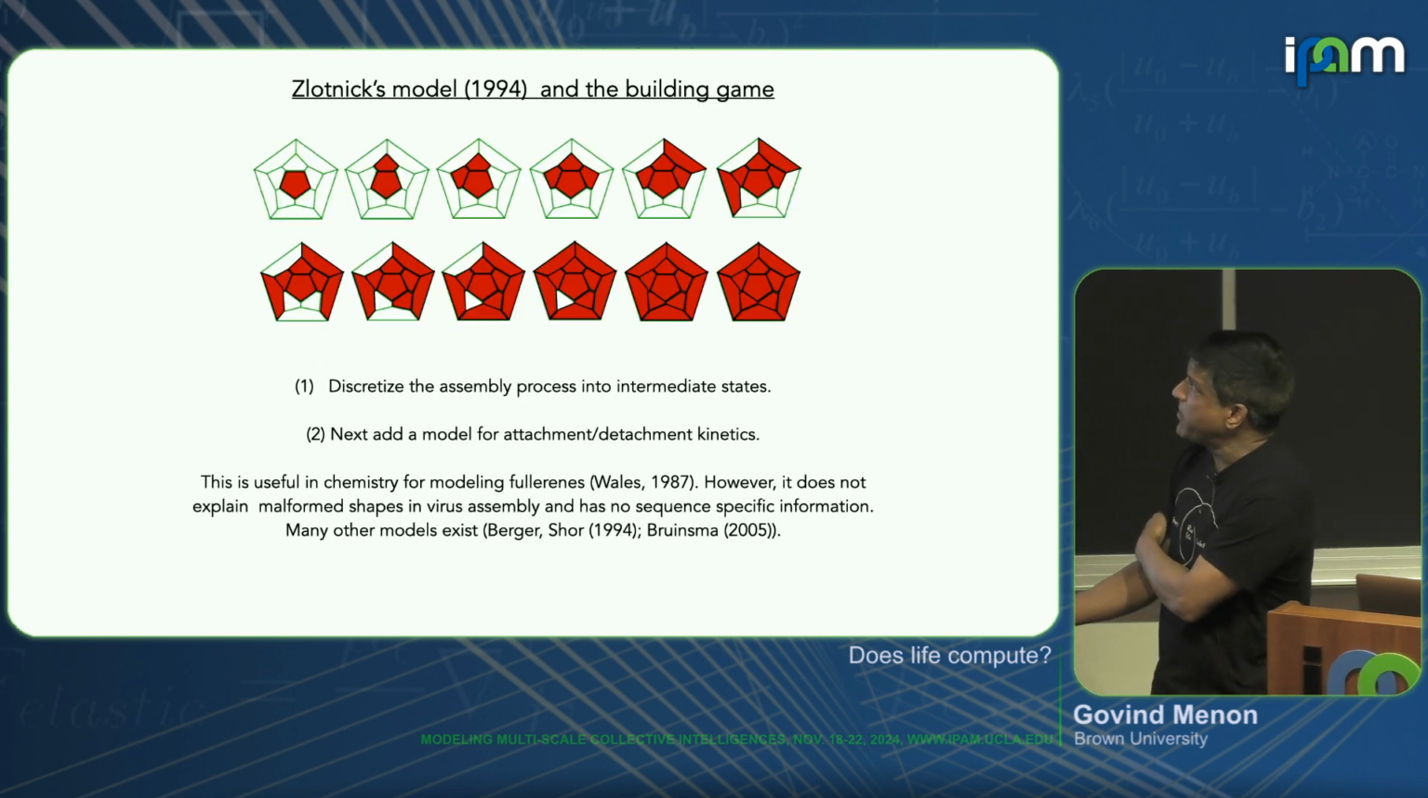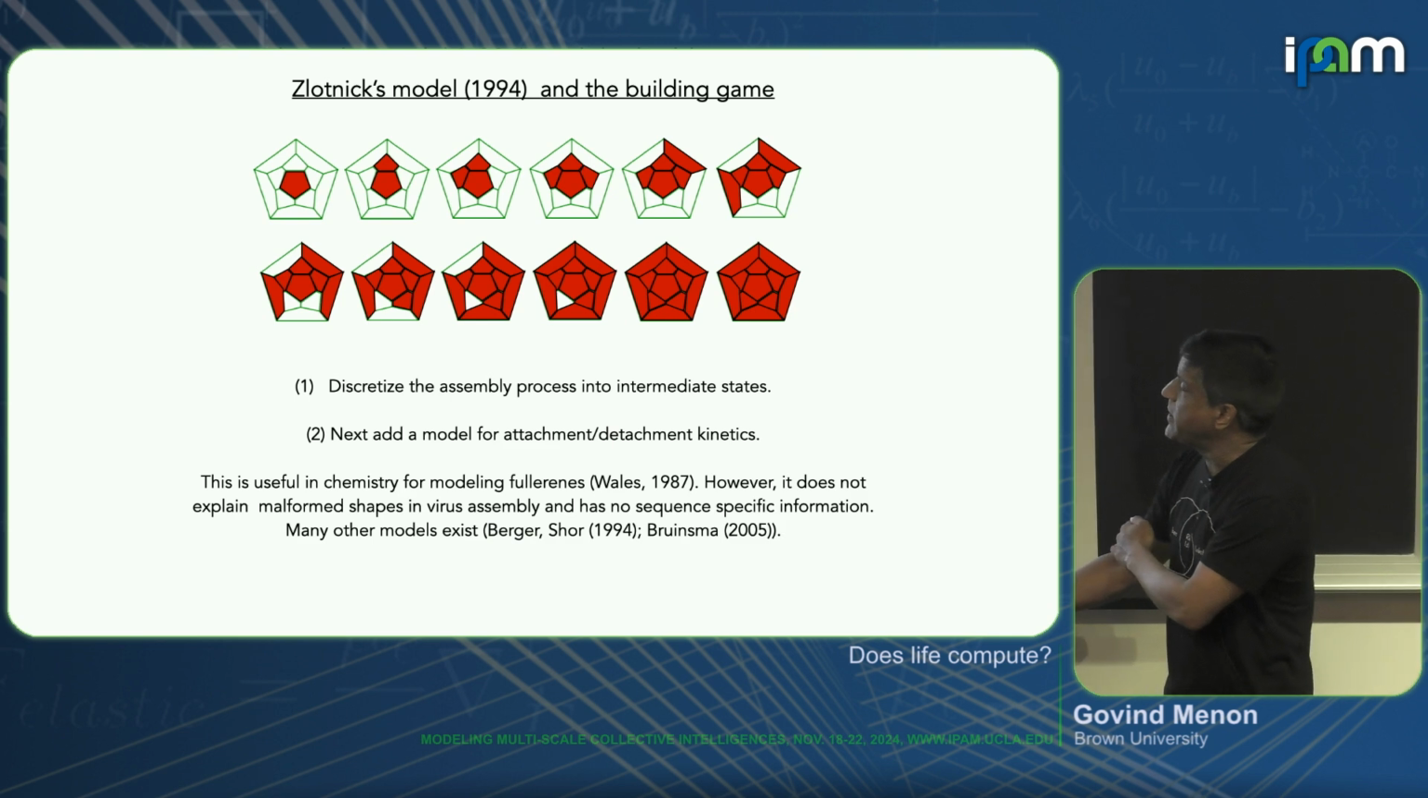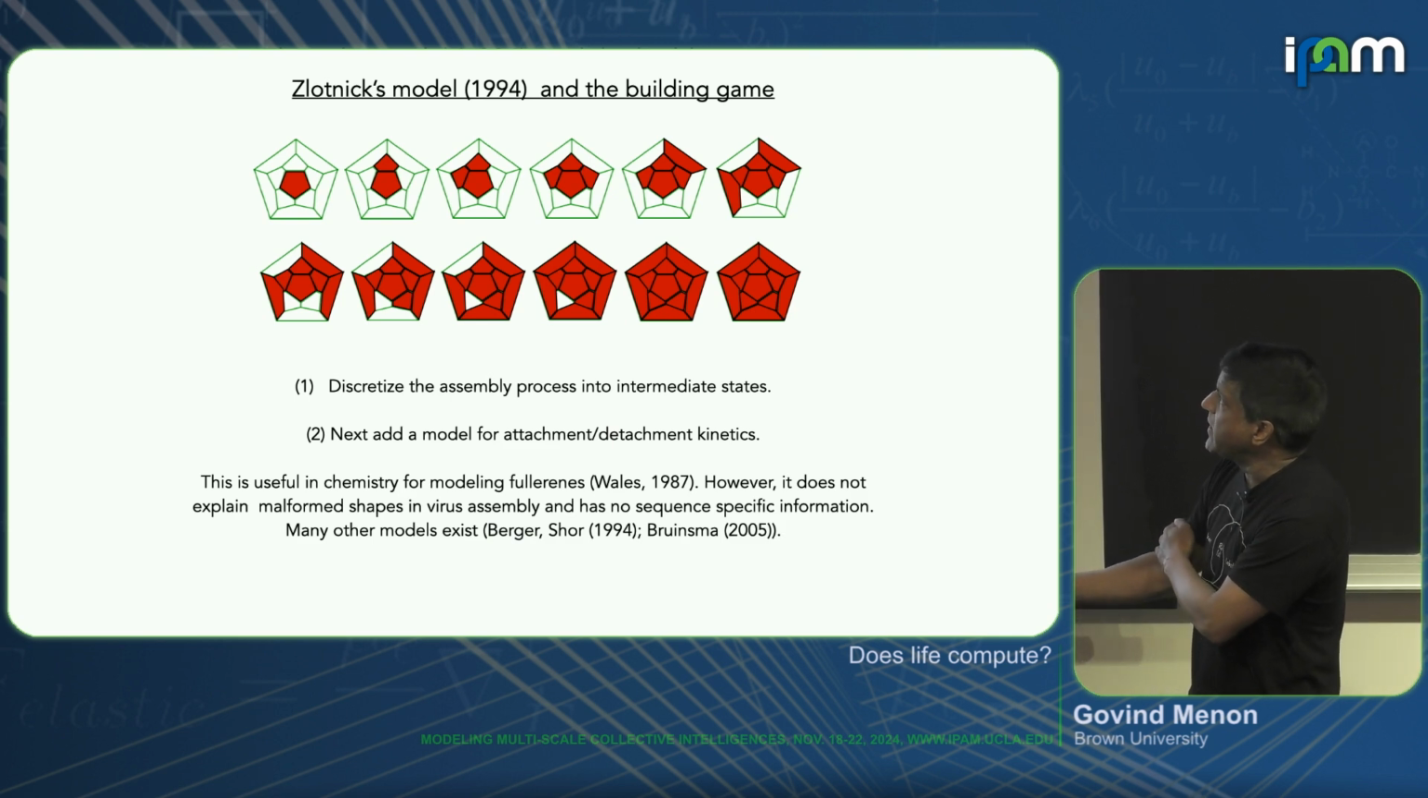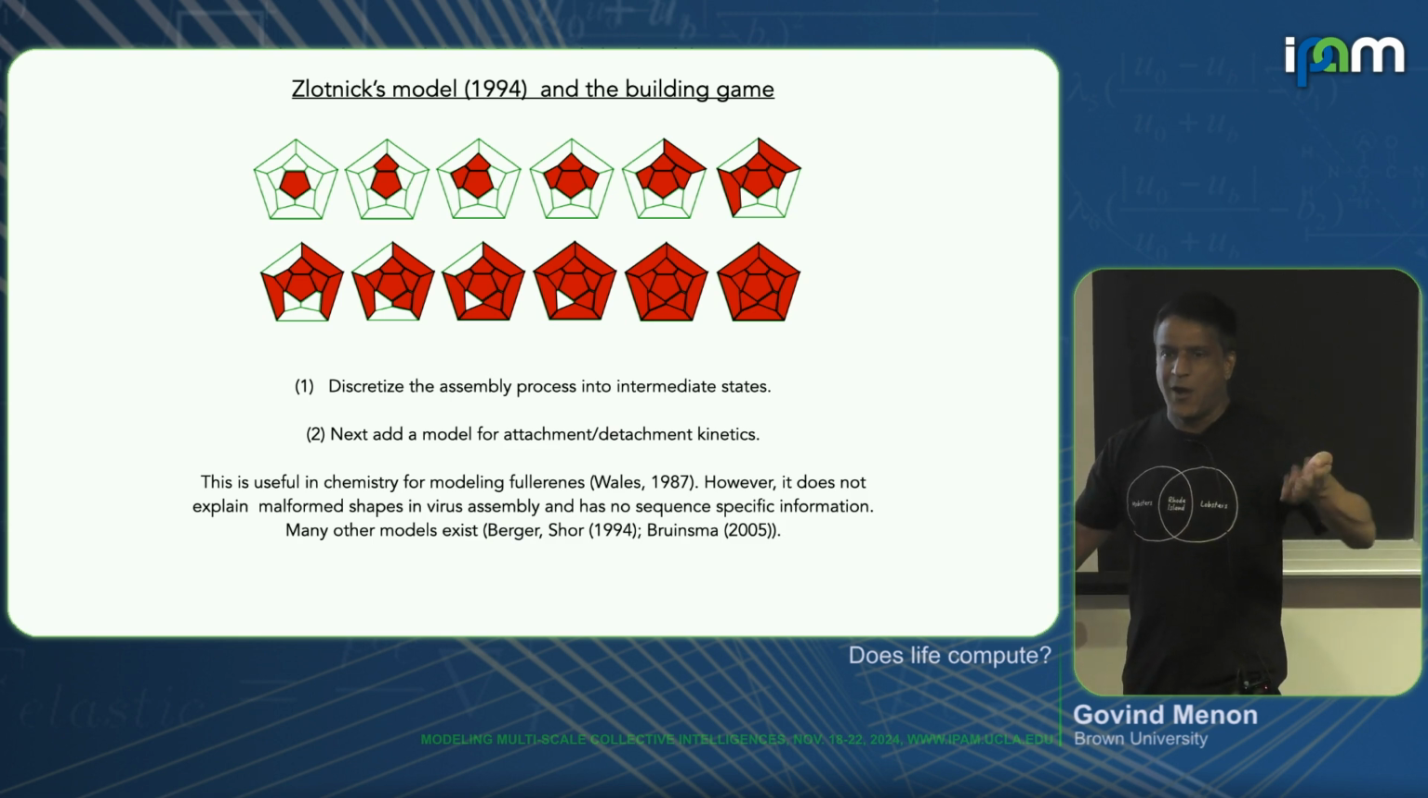So the geometry is the most primitive part, and it turns out that models of this sort had been introduced by a virologist, Zlotnick, and it was reintroduced by a group of chemists, and they called it the building game. And so the game is, how do you build a shape?